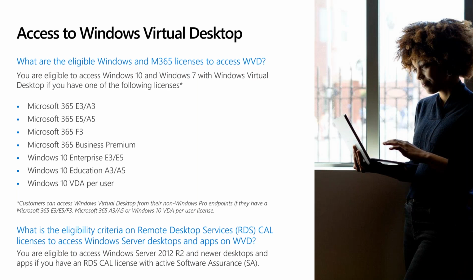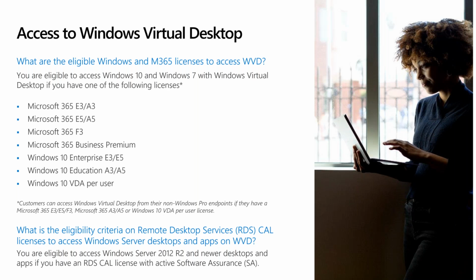And so now it's like, okay, well, what licenses can I use then to enable WVD? So here's the list. For the Windows 10 side, whether it's single session or multi-session, it requires Microsoft 365 E3, E5, F3, there's Business Premium. You can get the Windows 10 specific SKUs, you see the E3, E5s, and also the education ones. And then Windows 10 VDA per user you can get if you strictly want to have only the desktop and you don't want anything else besides that kind of remote desktop. So that's the high level there.